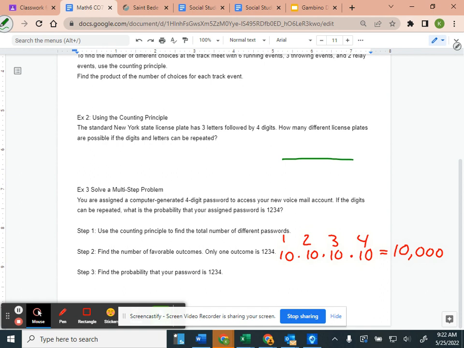You divide? What do I put on the top? The number, 1, 2, 3, 4. The total is 10,000. Successful outcomes over total outcomes.